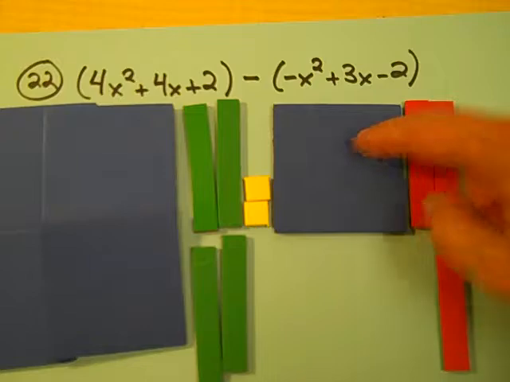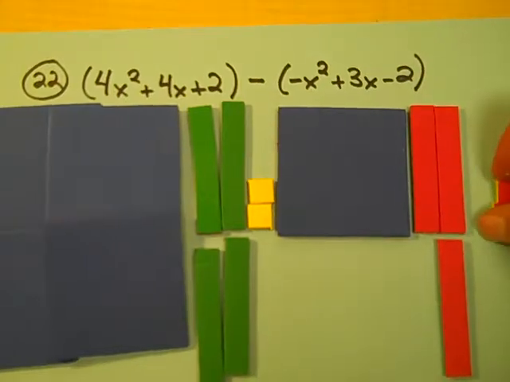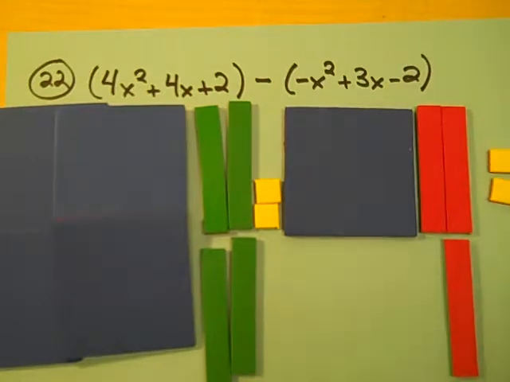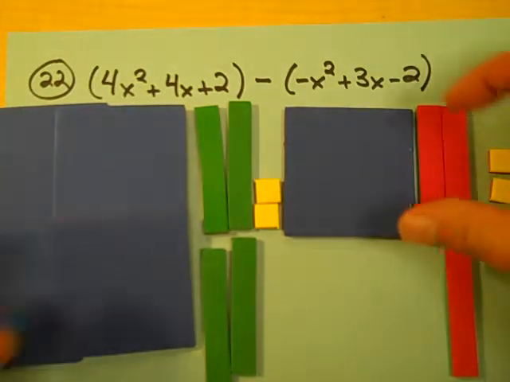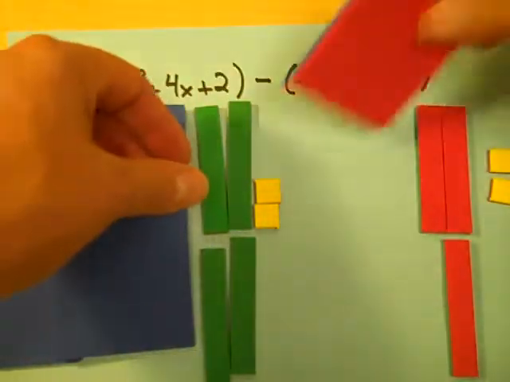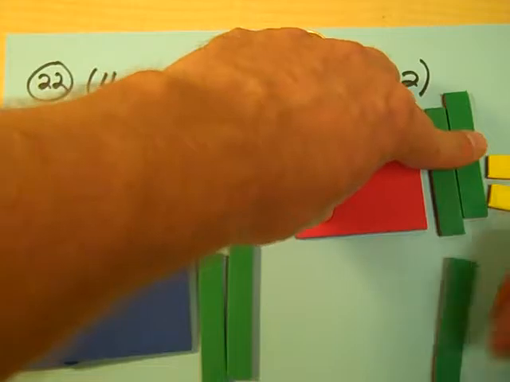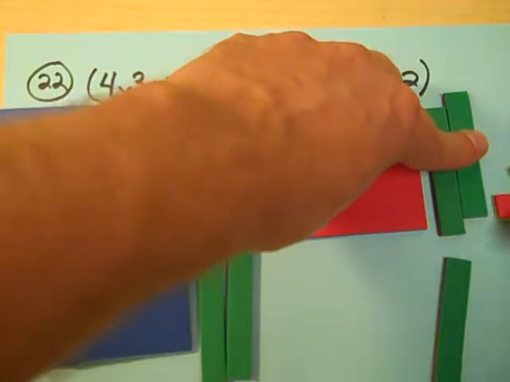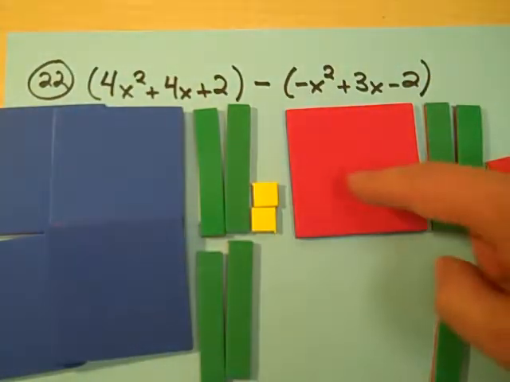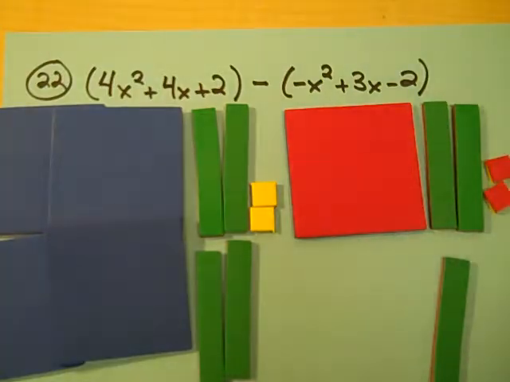Let's see, so this was a negative 2 that we started out with, so I think I made a mistake there. That was a negative 2, so these are going to become positive 2. Okay, so let's do that last part again. We had negative x squared plus 3x, and this was a minus 2 to start. So sorry about that. Negative x squared plus 3x minus 2.